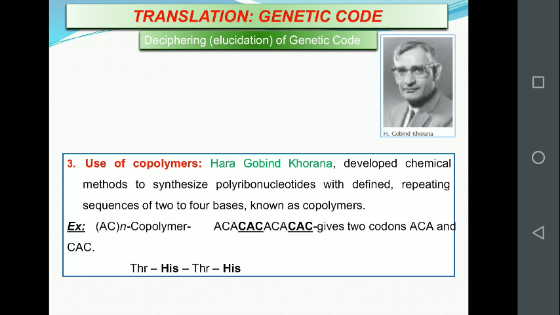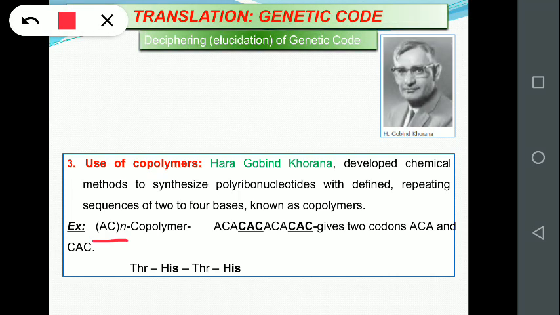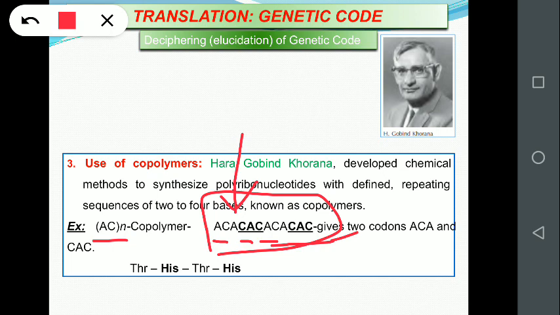Okay, so first, in one experiment, he used AC, a dinucleotide, and added all these dinucleotides in a sequence. Then what will we get? We get an mRNA containing AC, AC, AC, AC, AC. So what happens if we use this copolymer sequence in a cell-free translation system? If the protein translation system starts reading from this C, then the first codon will be CAC and the second codon will be ACA, and the next codon again CAC.